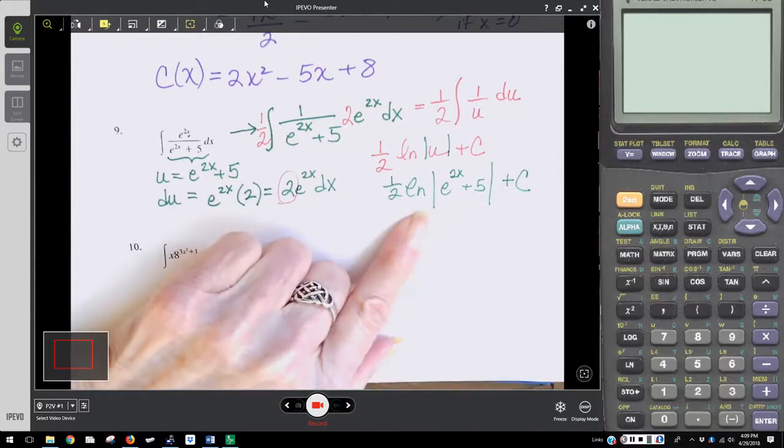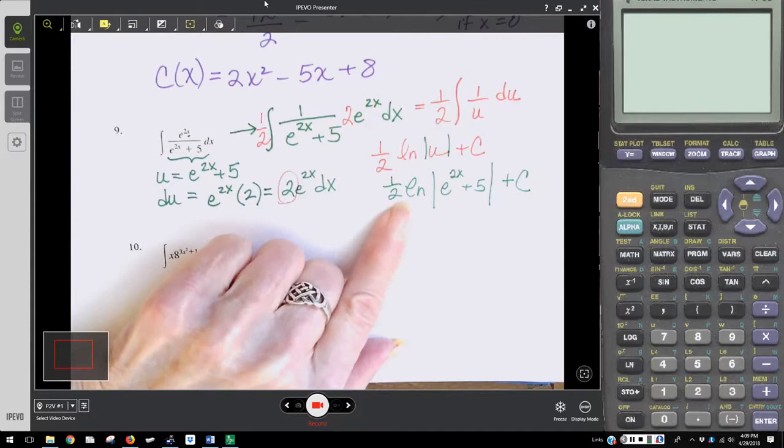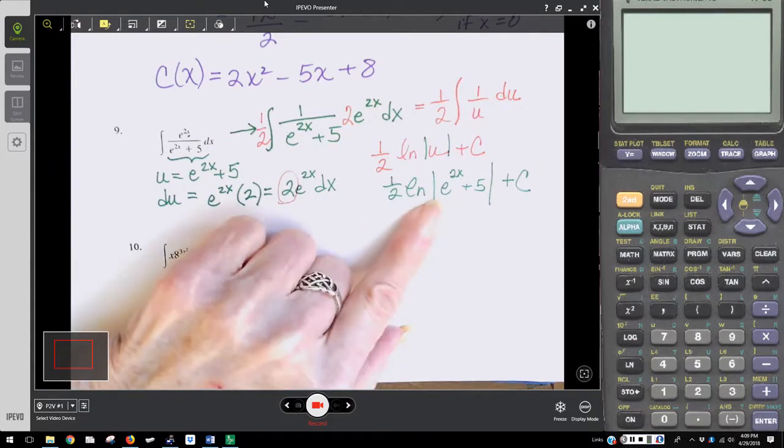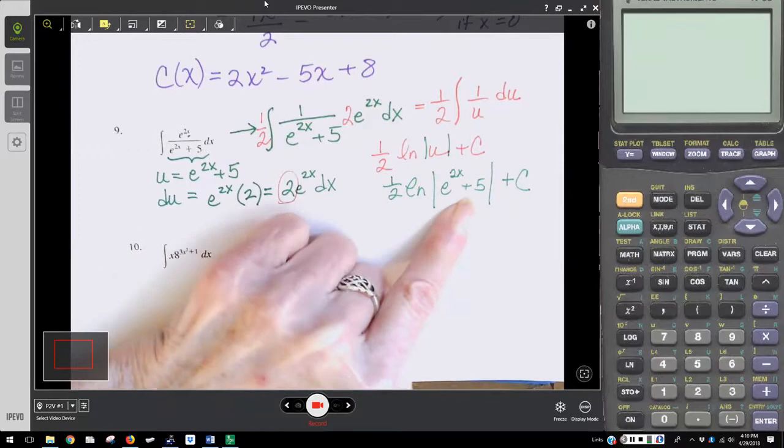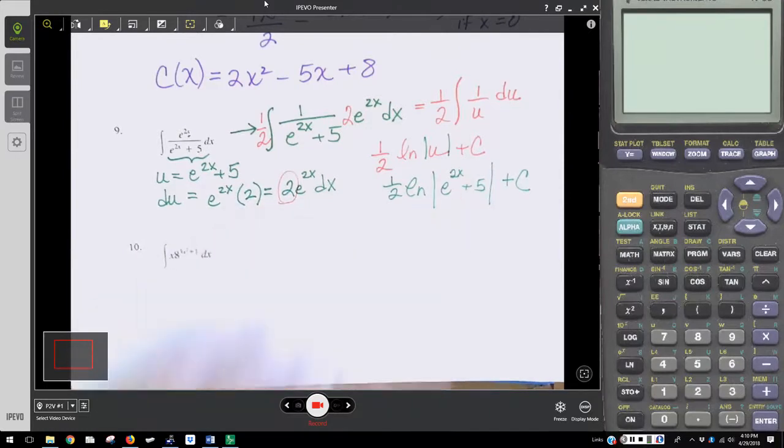And the reason you can put in the absolute value bars is because you need that to be positive. You can't take the natural log of negative numbers, but they are kind of irrelevant, because even if x is a negative number, then e raised to that power is just going to be a fraction. It's never going to be equal to 0. 5 is always going to be larger, so this is always going to be positive anyway. But the absolute value bars are just a safety measure.